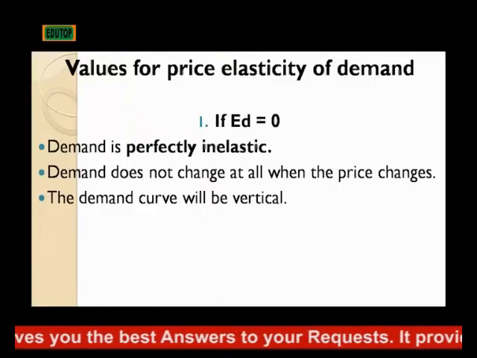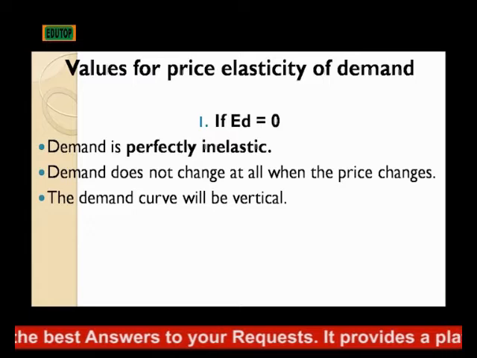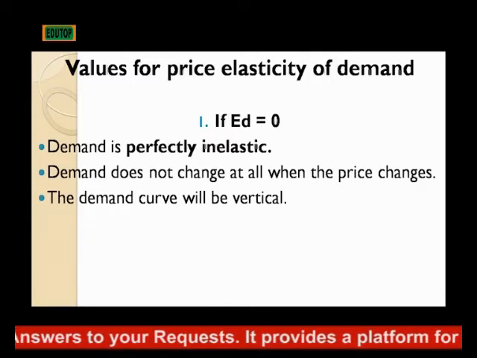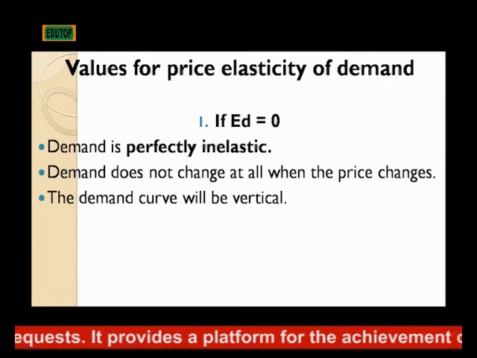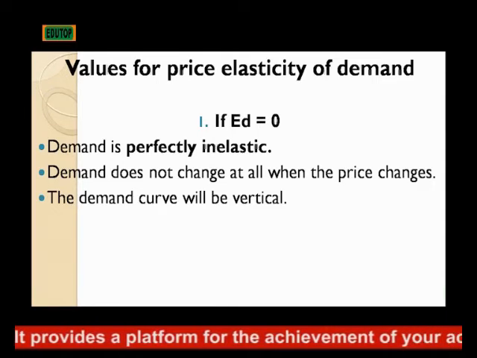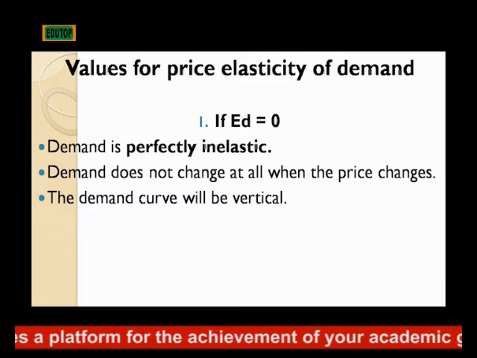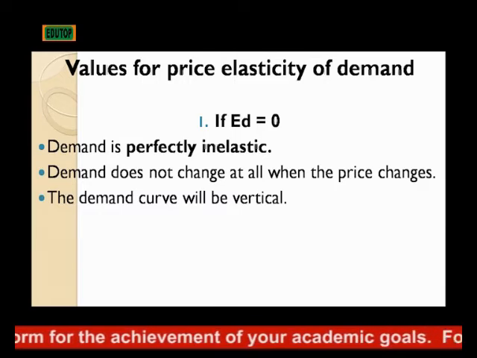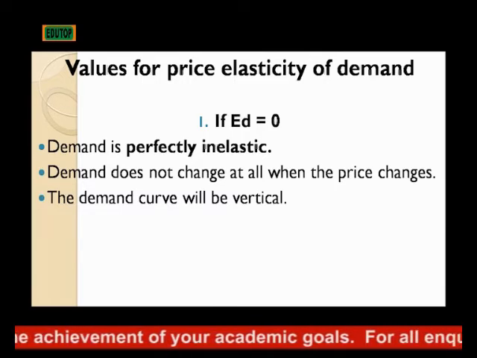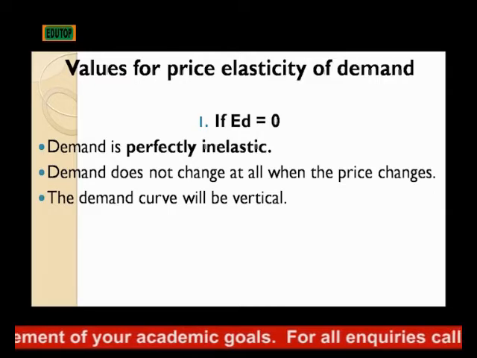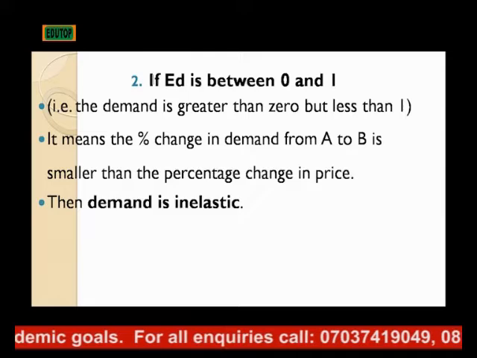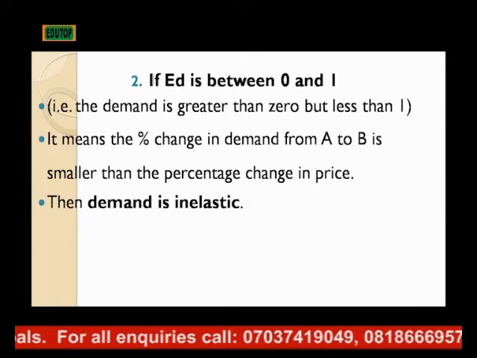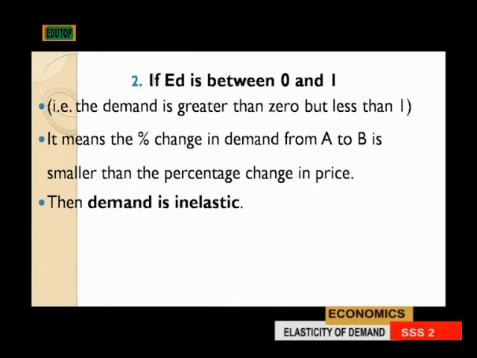One, if the elasticity of demand after calculation is equal to 0, we say the demand is perfectly inelastic. That means the demand does not change at all when the price changes. Then the demand curve of that particular product will be totally vertical. Two, we can have a case whereby the elasticity of demand will be between 0 and 1.